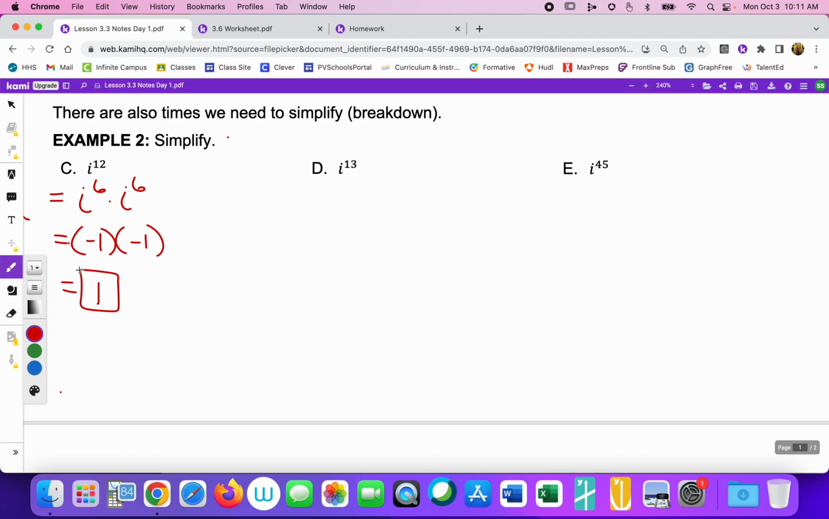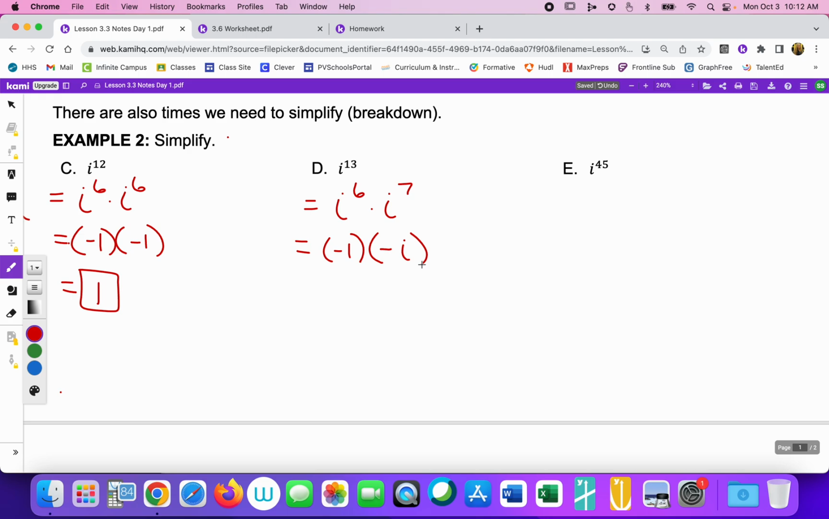Now 13 you can split up multiple different ways. Anyone have an idea? 7 and 6. Okay. Doesn't matter the order. So I'll do i to the 6th times i to the 7th. Okay. i to the 6th we already used, so that's a negative 1. Okay. What's i to the 7th from your chart? It's a negative i. You can write a negative 1i if you want. That 1 is there either way.